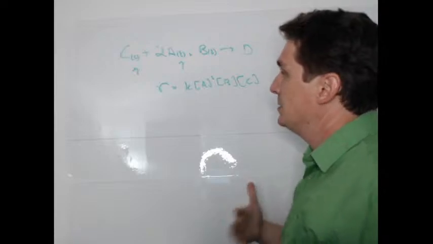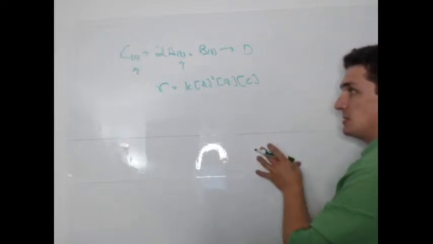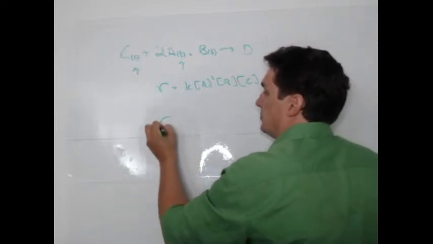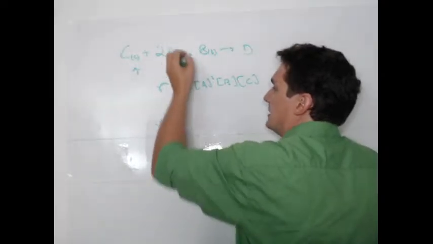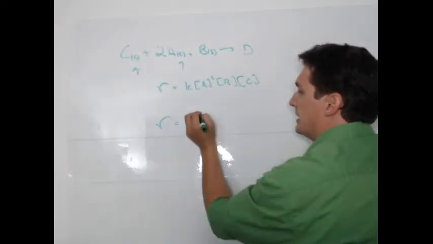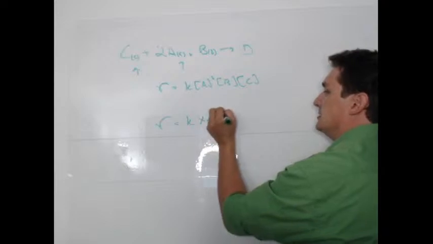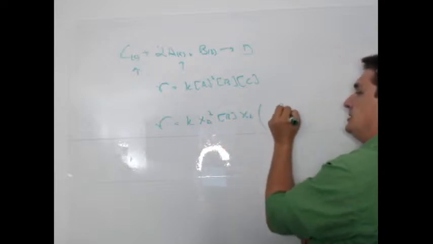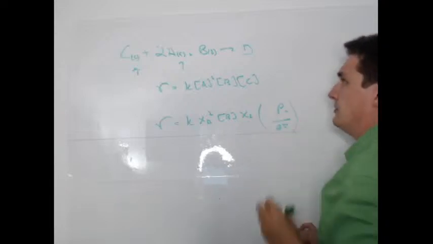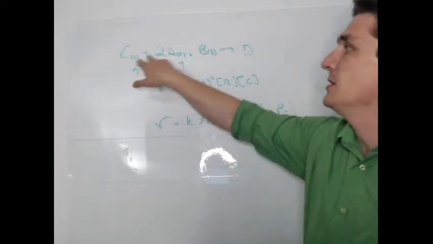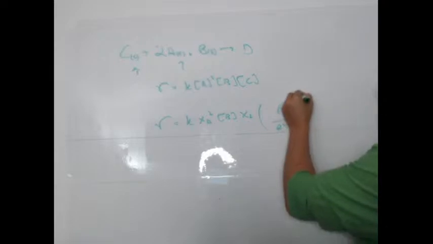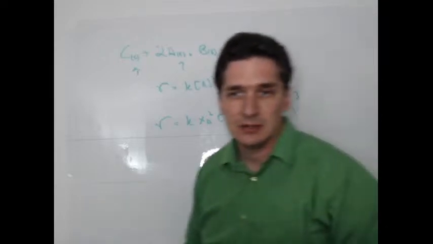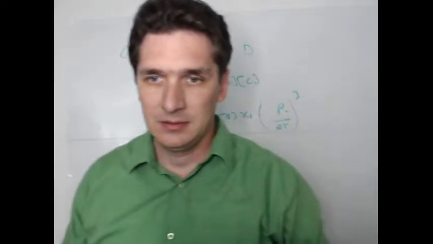Now, if we want to write the rate law in terms of this pressure dependence, the first thing we would do is put these all back to gases. For everything that's a gas, we replace it with its mole fraction. Then we raise P naught over RT to the number of moles of gas. We've got 3 moles of gas, so this would be P naught over RT to the third power.